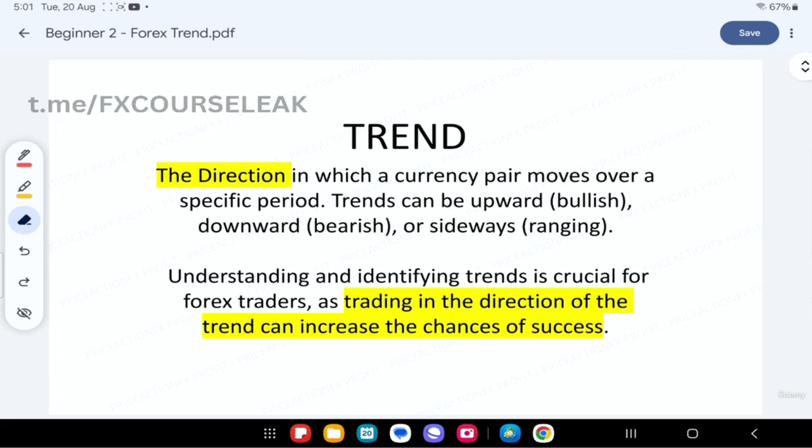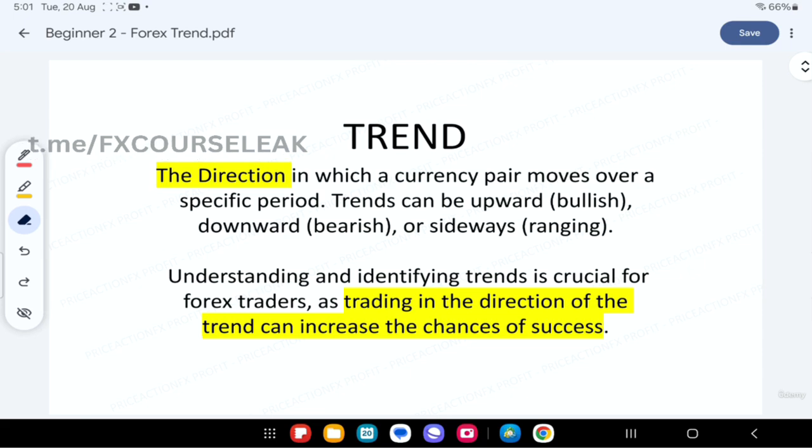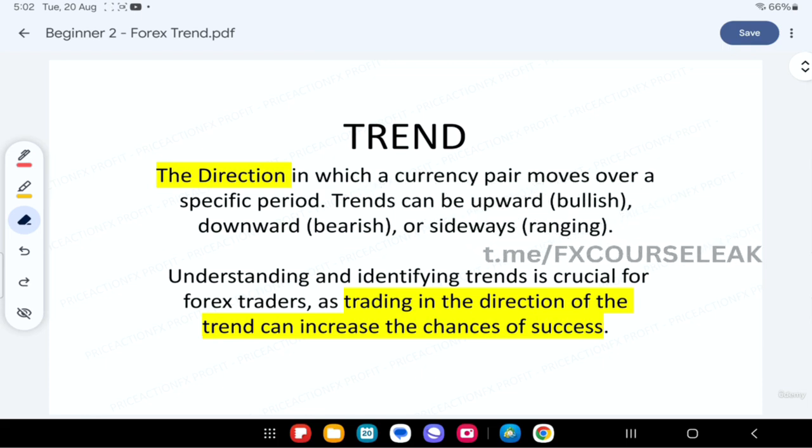One, if the trend is going upward, we call it a bullish trend. Downward, we call it a bearish trend. And sometimes the trend doesn't go anywhere. It's just moving inside a zone, which we call sideways. Also, we call it ranging. So understanding and identifying the trend is very crucial for a Forex trader.